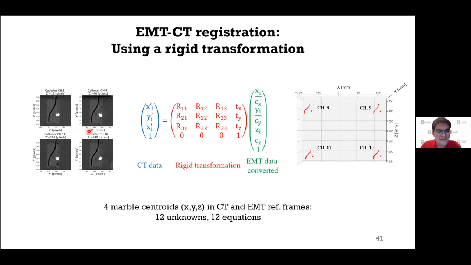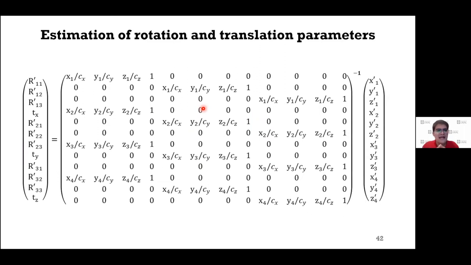So I have four marble centroids in the CT reference frame, four marble centroids in the EMT reference frame, and 12 unknowns. That allows me to solve a system of 12 unknowns and 12 equations. After arranging all the equations, I can have this matrix. Here in this 12 by 12 matrix, we find the EMT data of the marbles. And here in this vector, we find the marble centers, but in the CT reference. So this will allow us to know the rotation and translation parameters.